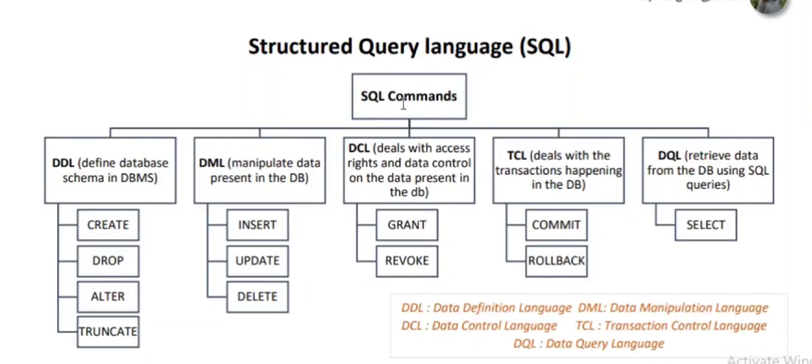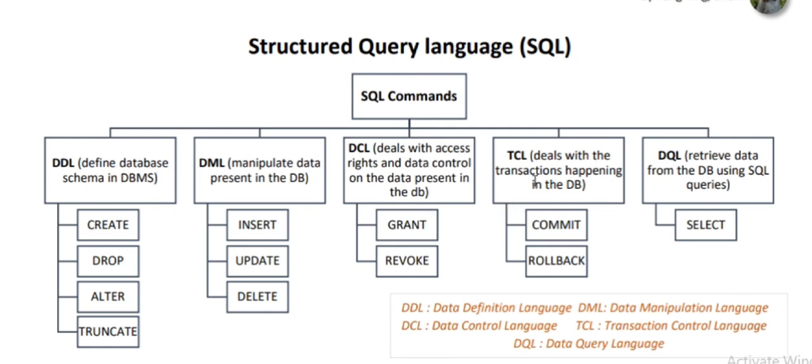Structured Query Language, SQL. SQL commands: DDL, DML, DCL, TCL, and DQL. These are the five types of commands. DDL defines the database schema in DBMS. DML manipulates data present in the DB. DCL deals with access rights and data control on the data present in the database. TCL deals with the transactions happening in the database. DQL retrieves data from the database using SQL queries.